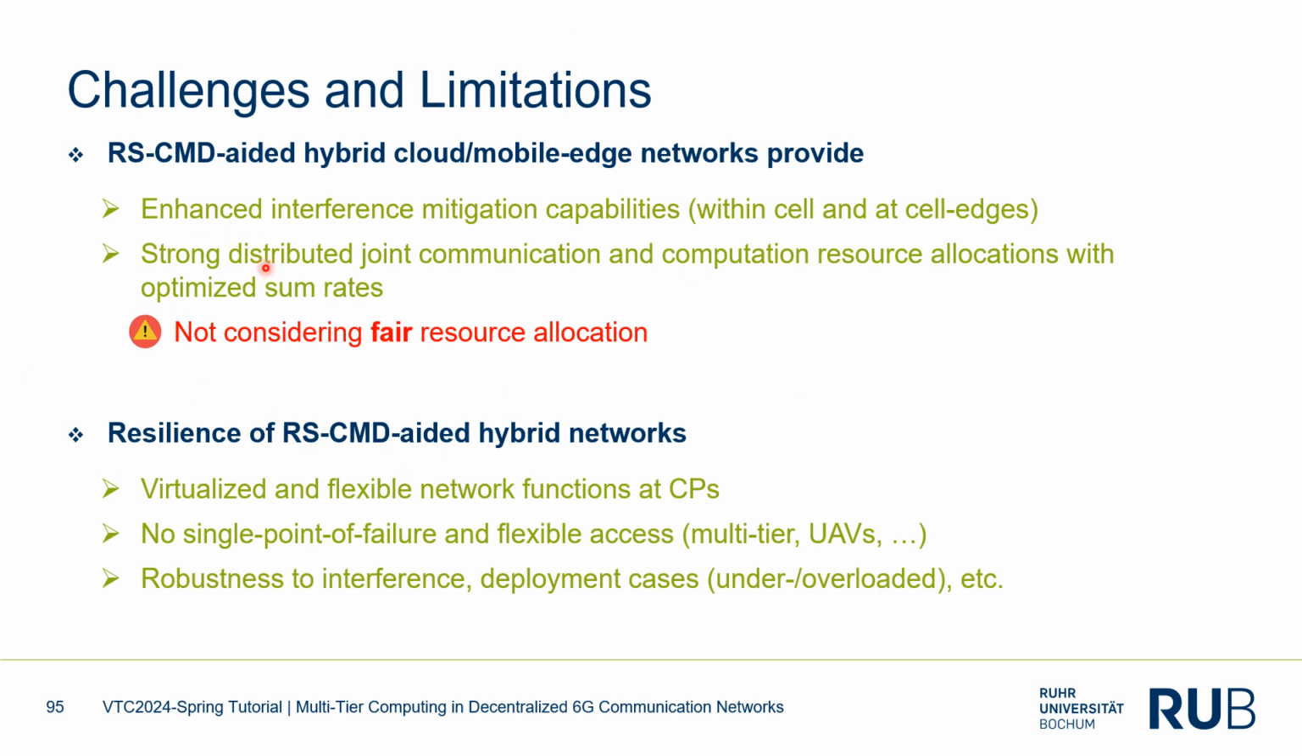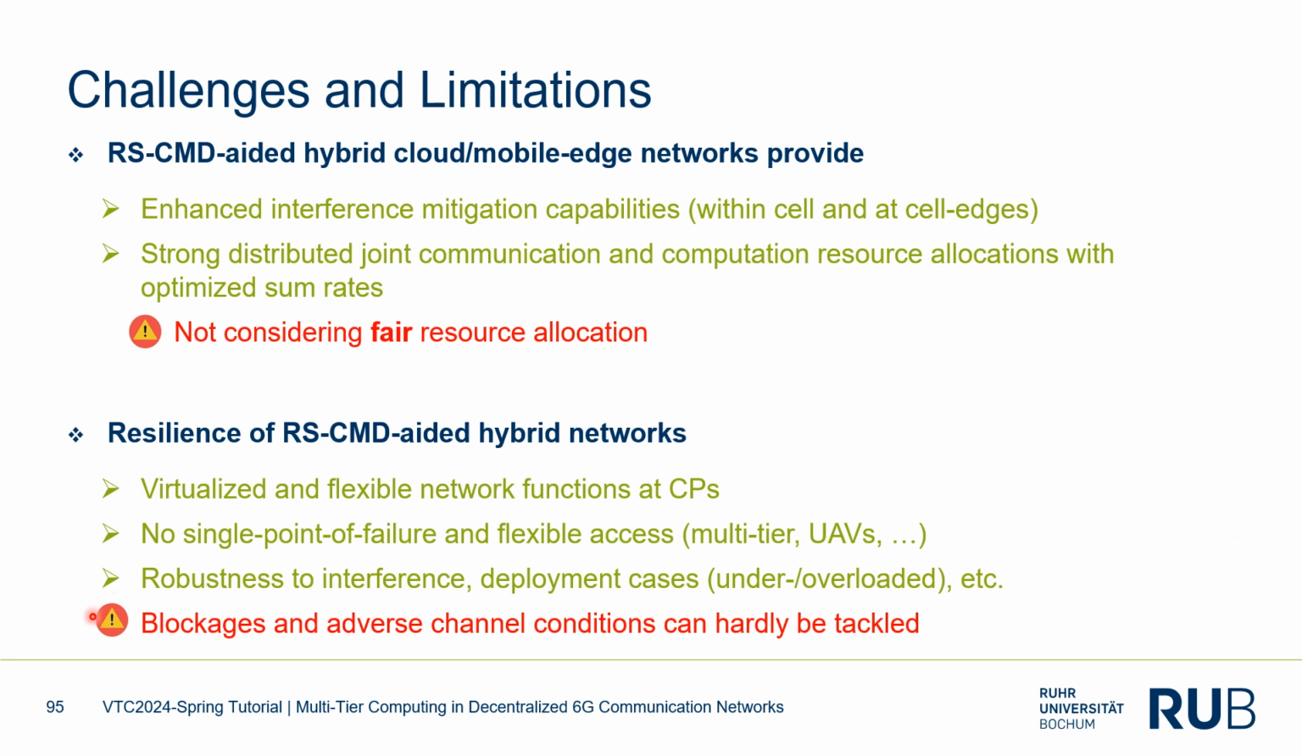Talking about the resilience, we have virtualized and flexible network functions, as we have had before. We do not have a single point of failure, especially as we have the multi-tier architecture. We have UAVs, and we have a central cloud which could fail, but then the others could take over. And we have the flexible access scheme. What rate splitting does is make us much more robust to interference cases, and it also performs well under different deployment cases, for example, under an overloaded network.